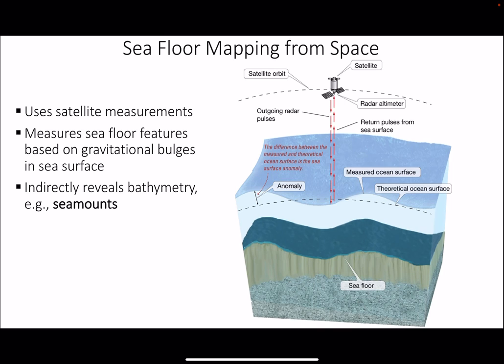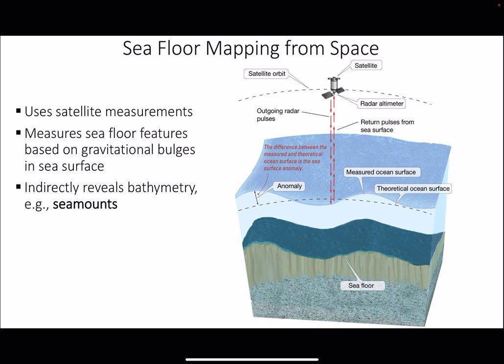And then the most recent approach is to use satellites, which sort of seems crazy, right? How are satellites seeing all the way to the seafloor? But it actually works really well. So when you have a feature on the seafloor, it creates gravitational bulges in the sea surface. And so by measuring the sea surface and the anomalies, it indirectly reveals the bathymetry.